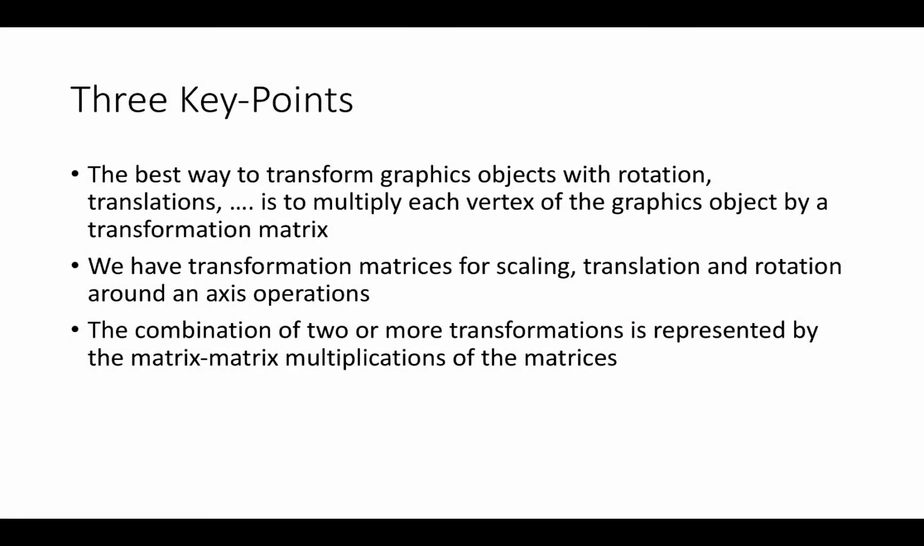In this lecture, I'm going to focus on some basic concepts of computer graphics we need to know in order to use OpenGL. I want to make three key points. First, the best way to transform graphics objects with rotation, translation, and scaling operations is to multiply each vertex of the graphics object by a transformation matrix. Second, we have transformation matrices for scaling, translation, and rotation operations. Third, the combination of two or more transformations is represented by the matrix-matrix multiplication of the matrices.